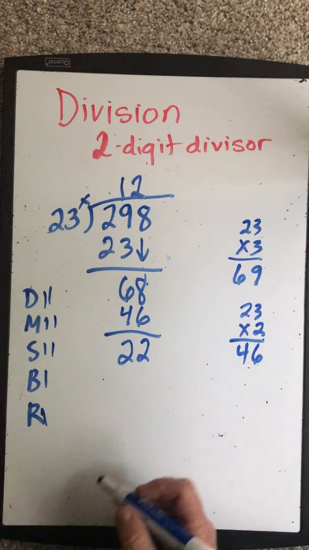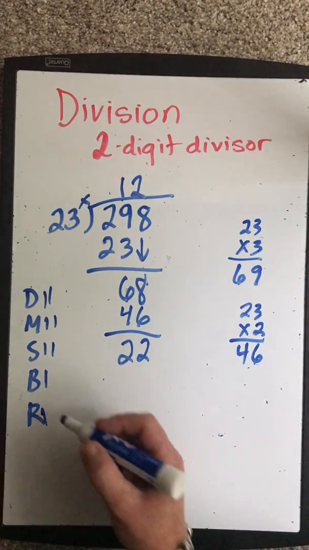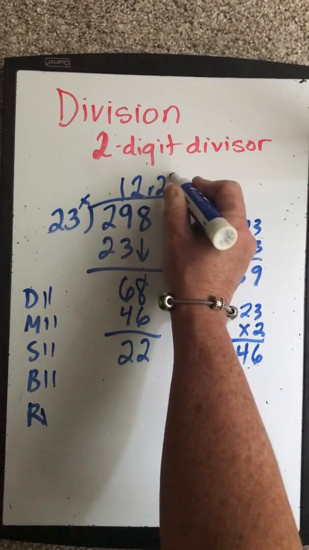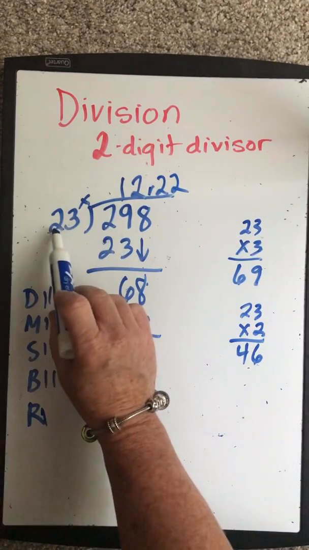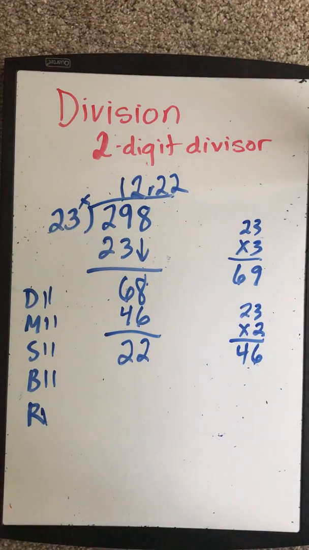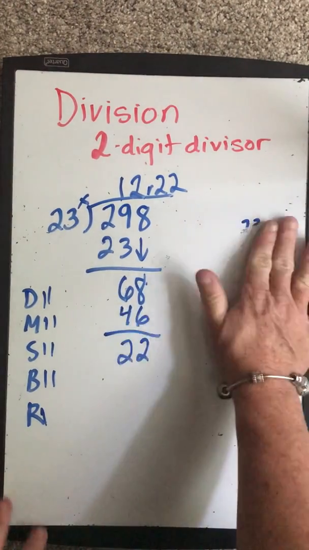We already multiplied. Do we have anything left to bring down? Nope. And so this then is our remainder. Your remainder cannot be any larger than this. 12 remainder 22.